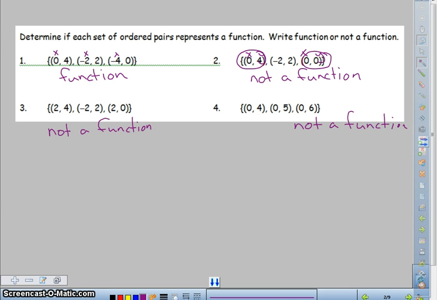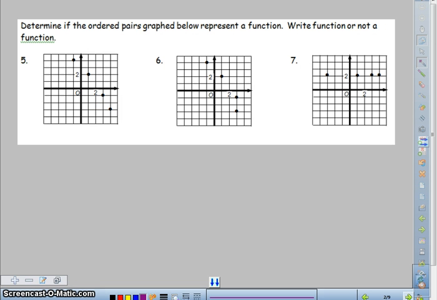All right, so hopefully you did well on 3 and 4, and you figured out that 3 is not a function. Again, that coordinate and that coordinate have the same x values, so we would have to have the same y values. With different y values, it's not going to be a function. And this one also, (0, 4), (0, 5), (0, 6), it doesn't work that way. That's not going to be a function either. All right, so let's move on.